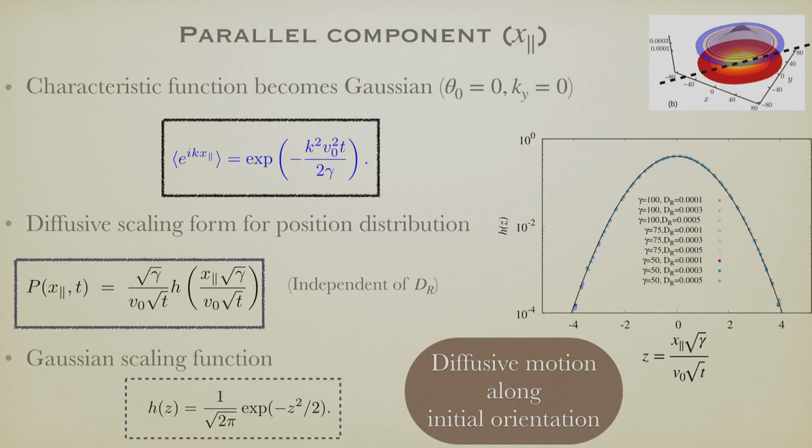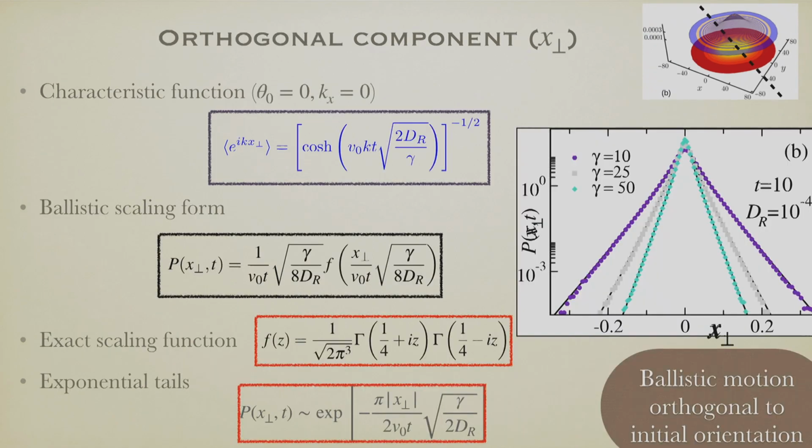In this case, if we look at the parallel component, then it turns out that this is again a Gaussian distribution. Gaussian, diffusive. So this is the characteristic function, and this is the scaling form. It does not depend on dr at all. So the position distribution along the direction parallel to the initial orientation does not depend on the rotational diffusion constant, and it's a Gaussian one. So it spreads diffusively.